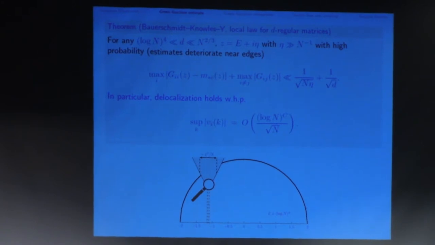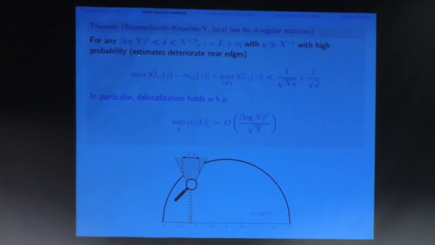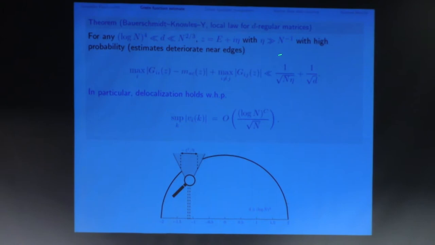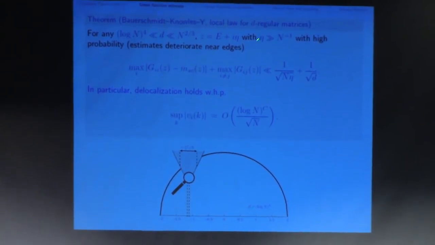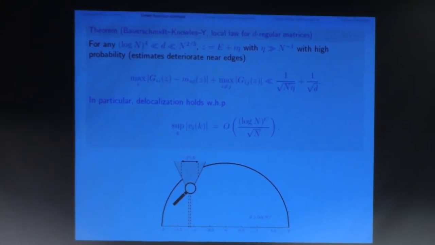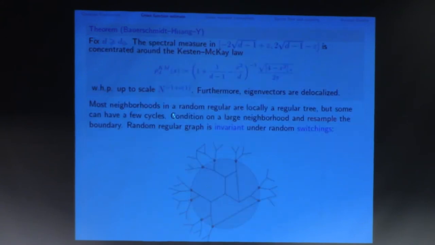So this is the case of the d-regular graph. For the d-regular graph, as long as the degree d is bigger than log to some power, we prove the local law is correct. This means the Green function estimate is good, up to almost n to the minus 1 in the imaginary part. And also the eigenvectors are delocalized. Then for the finite d case, the theorem becomes much more complicated because it becomes the Kesten-McKay law. You also have a convergence, and we also prove the eigenvectors are delocalized. But here we can only do this in the bulk. There are some problems at the edge.